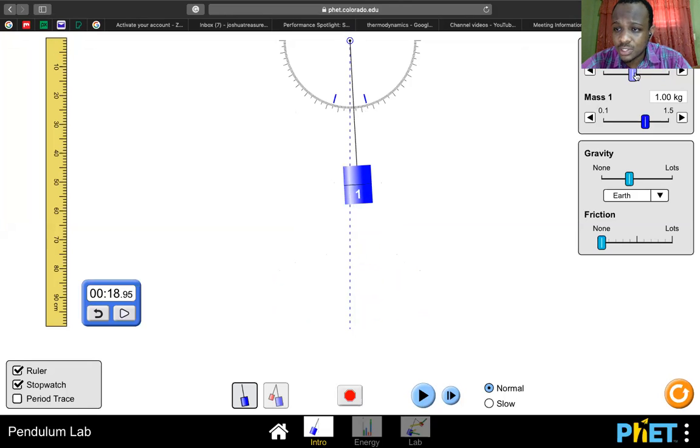And let's put the length back up to 0.5, right? And we're changing the amplitude now. The amplitude, remember, is the angle that we're at.